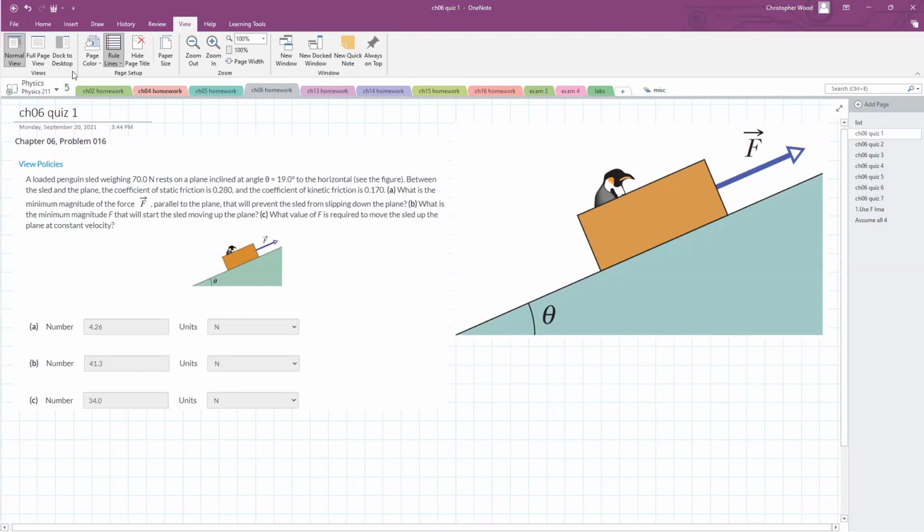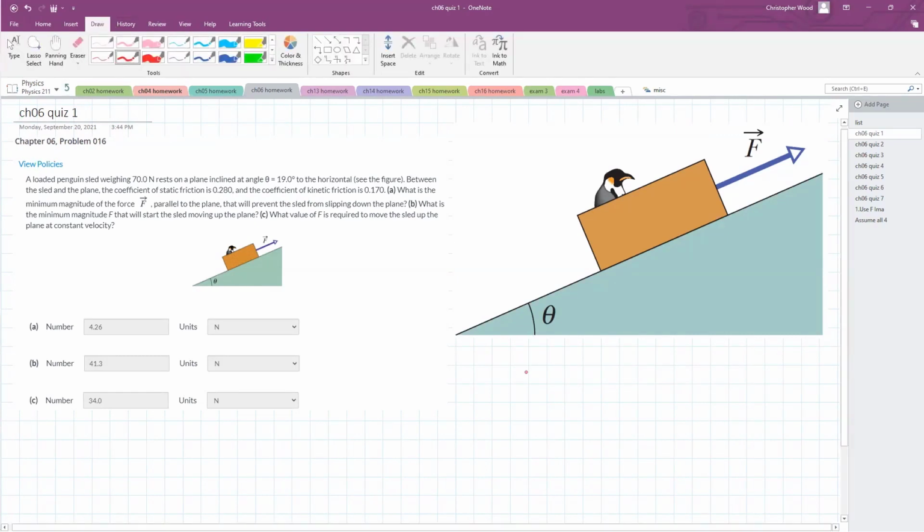The difference between chapter 5 and chapter 6 is this. In chapter 6, we do care about kinetic friction and static friction, and we do care about centripetal force, which means centripetal acceleration.